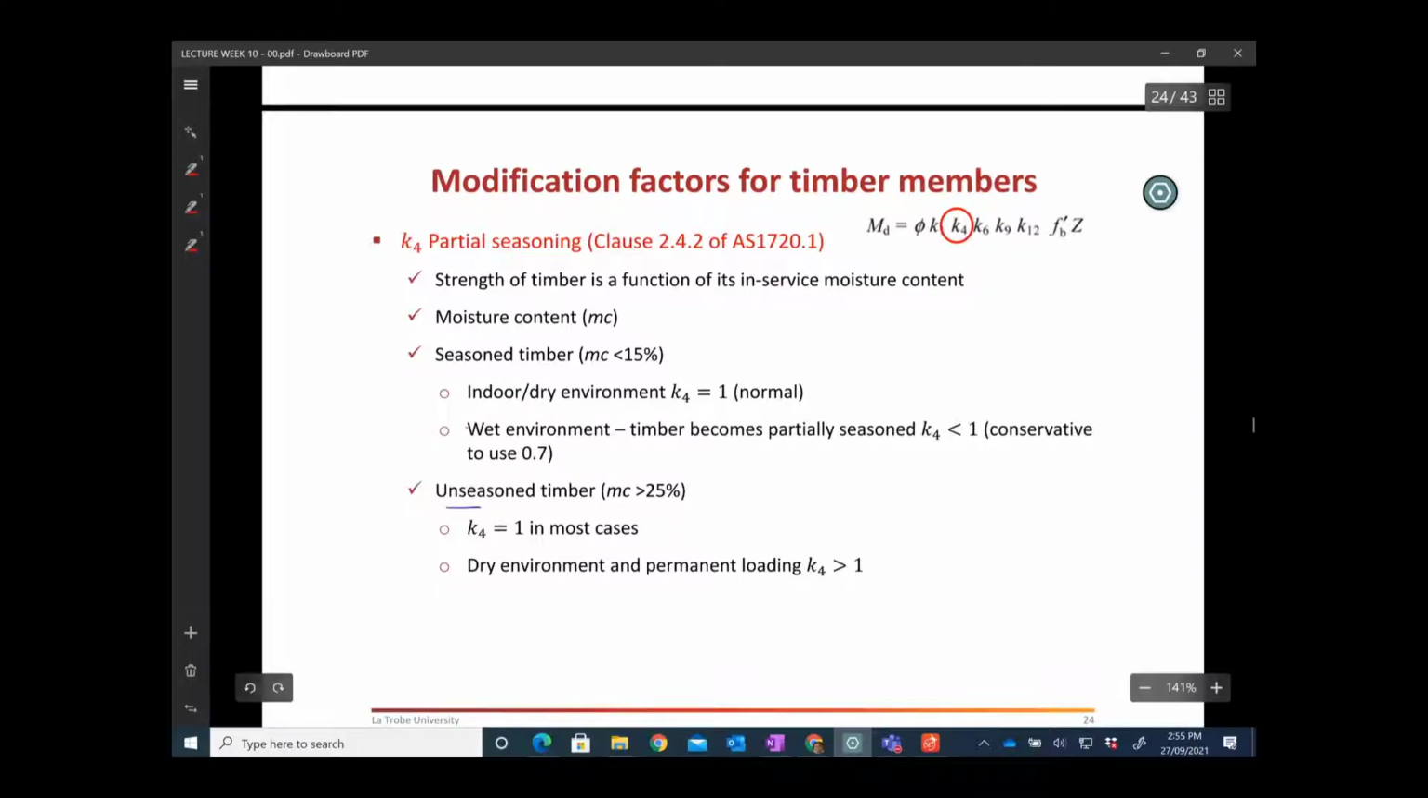Unseasoned timber means someone will just send you the timber beam cut from the trees straight away. It will have a high moisture content, you can say moisture content greater than 25%. It has not been dried out before being sent to you, and you start using it straight away in your timber structures. You will have those high moisture contents in that one.